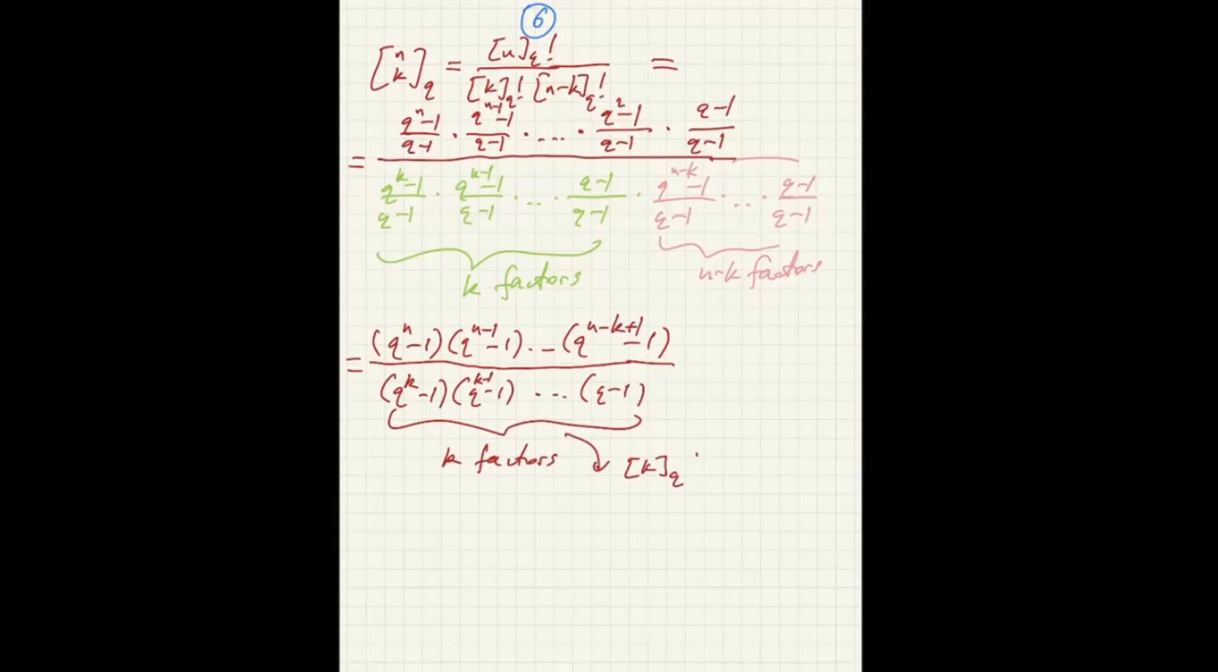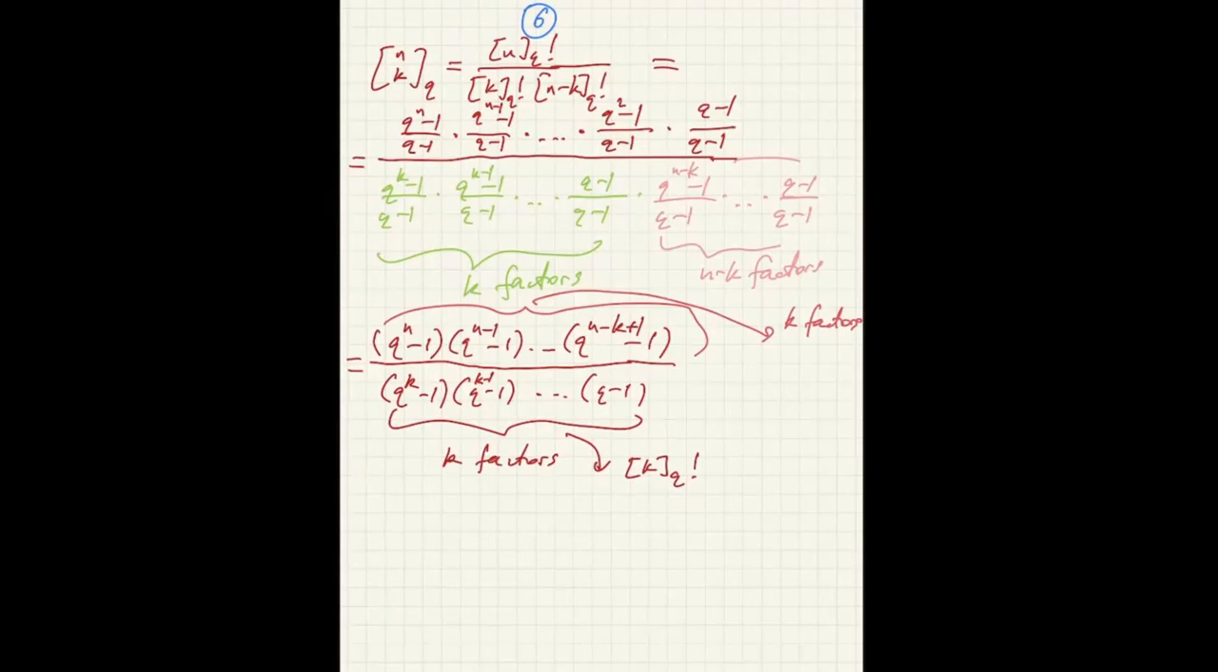And on the top, what do we have? We have the analogue of the falling factorial. We also have k factors, and you have the decreasing powers of q, starting with q^n, from which you subtract one as you go down. So that's maybe another similarity between the two formulas.